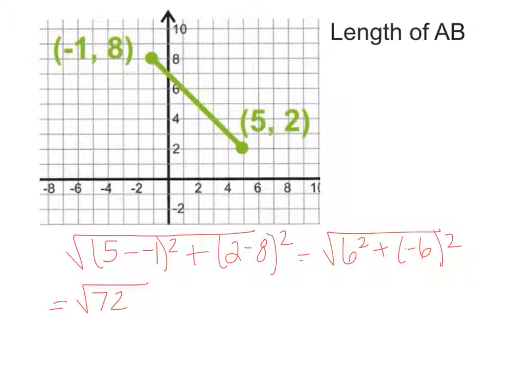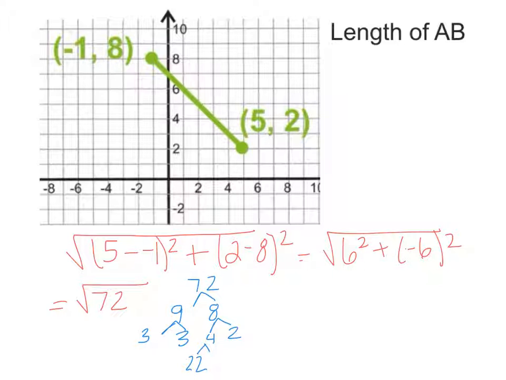If the question asked you to leave this in radical form, you'd want to simplify that square root of 72 by thinking of what numbers multiply to give us 72. Off the top of my head, I know that 9 times 8 is 72. 9 can be broken down into 3 and 3. 8 could go to 4 and 2, and the 4 could keep going to 2 and 2.